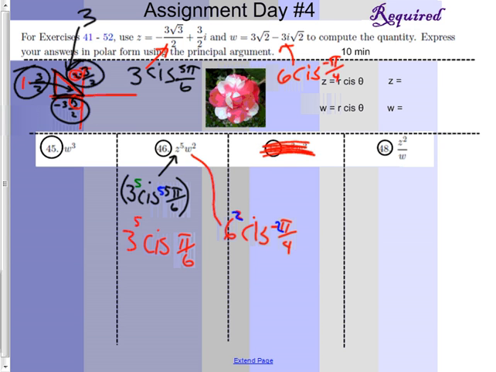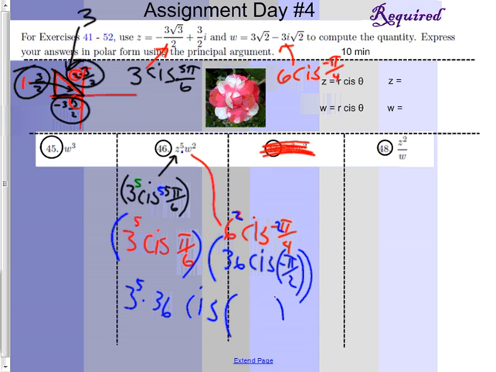So that's going to be 36 cis, and thankfully that's a small number. It'll stay under negative pi, so it's negative pi over 2. But now I have to multiply this times that. That's not that bad, except that you're going to have some gigantor number in front. You can leave it as 3 to the 5th times 36, or 36 times 3 to the 5th, cis, and then do you add or subtract the powers? When you're multiplying, you add them.